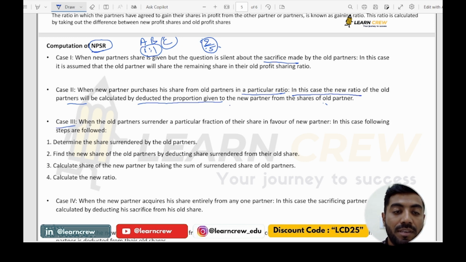Then comes case 3. When the old partner surrenders a particular fraction, say, for example, he had 3/5 and he surrenders 1/5, so the remaining is 2/5. He is surrendering a fraction of his share in favor of the new partner. In this case, the following steps are followed. Determine the shares surrendered by the old partners. Find the new share of old partners by deducting the shares surrendered from the old share. Calculate the share of the new partner by taking the sum of the surrendered shares of the old partners. Similar steps are given in detail.